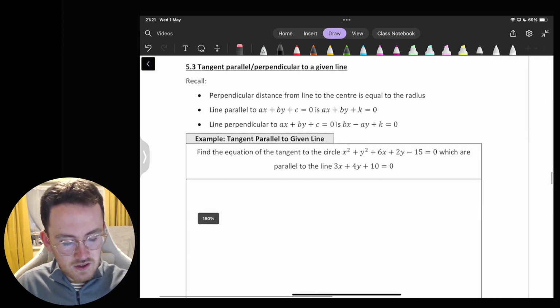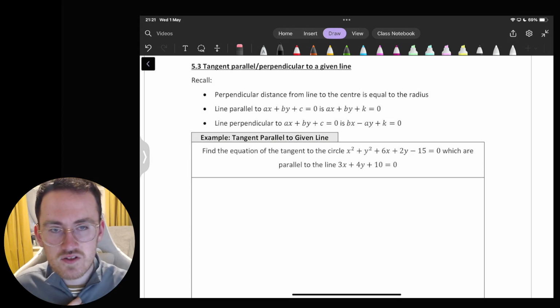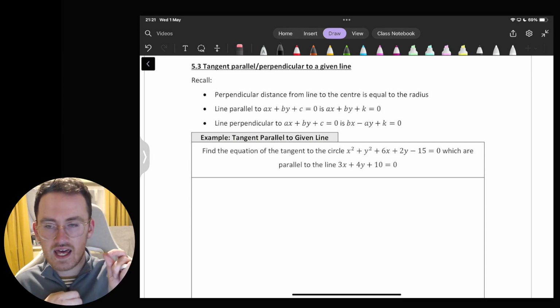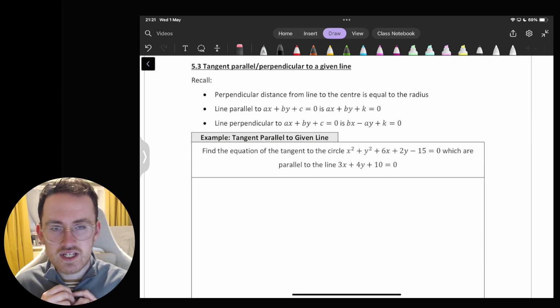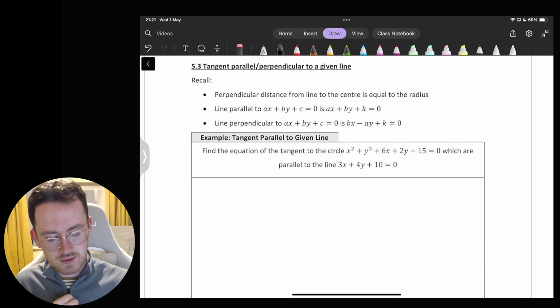Let's keep ourselves ticking along and look at the tangent parallel or perpendicular to a given line. Again, we're using that same idea: the perpendicular distance from the center to the line is equal to the radius. A line parallel to a given line has the same format with just a different constant value. A line perpendicular will be slightly different in that the a and b will be swapped with the sign changed on one, usually on the y. So we're looking to find the equation of the tangent to the circle which is parallel to the given line 3x plus 4y plus 10.